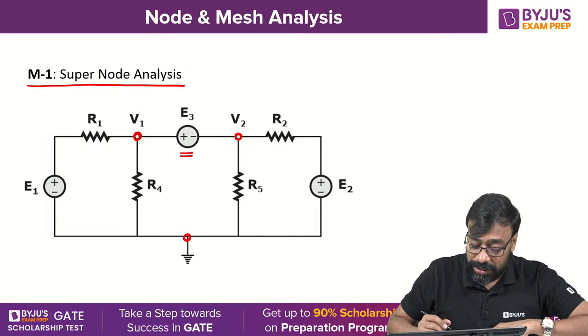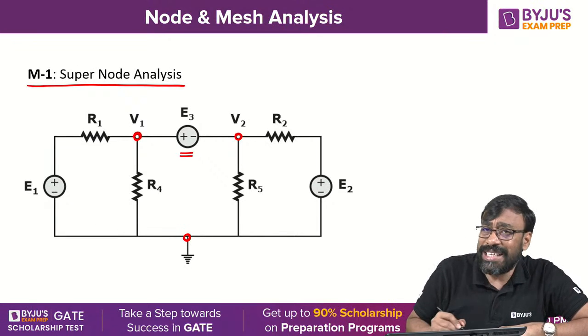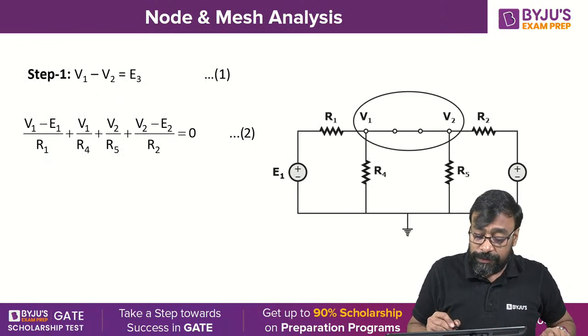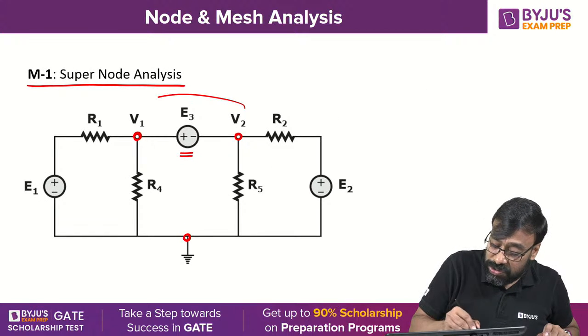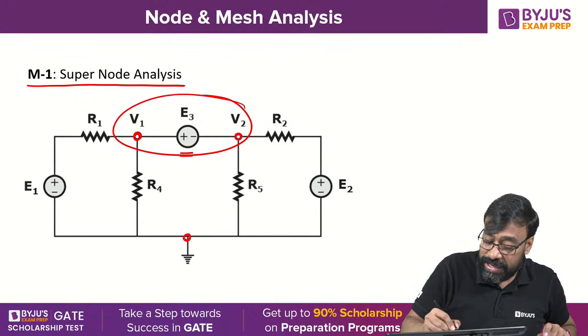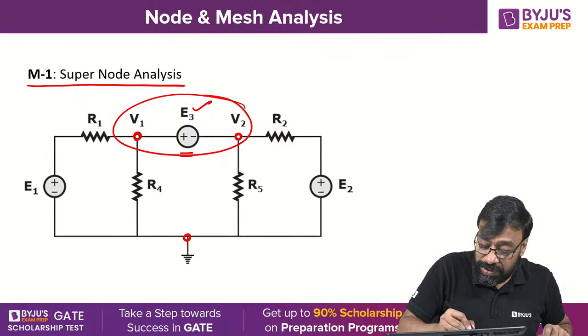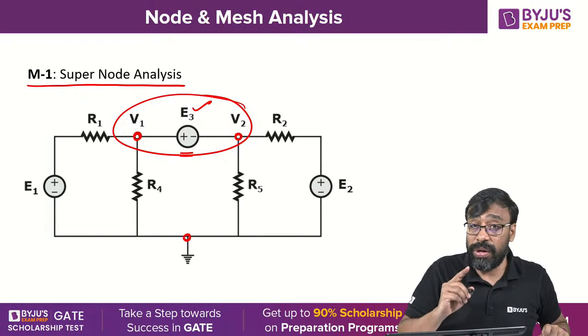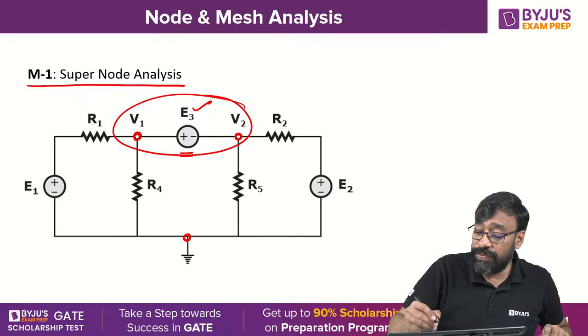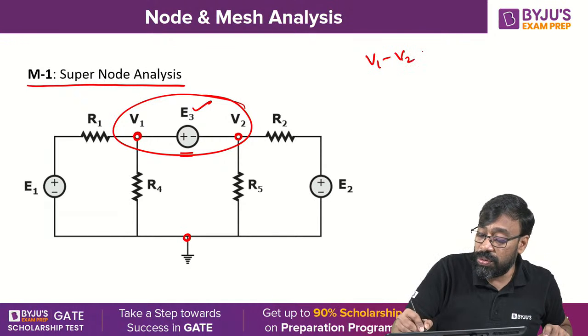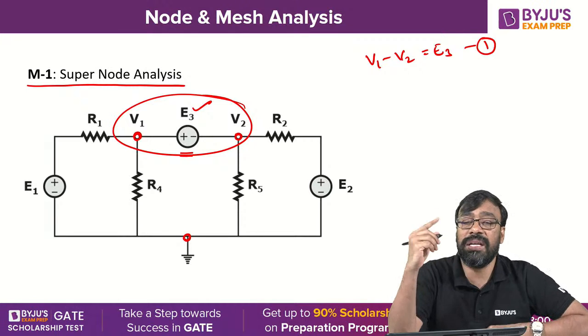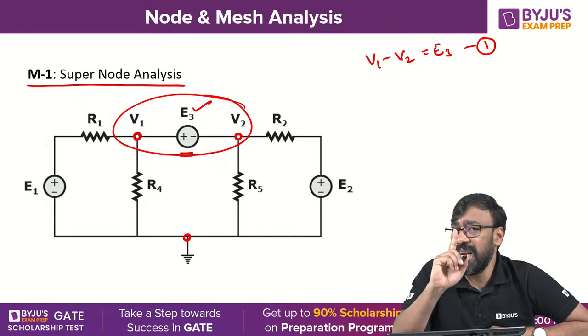Now you can see this. In super node analysis, step 1 is that you first express the node voltages in terms of this particular voltage source value. So what do you get now? V1 minus V2 is equal to E3. Do you agree? V1 minus V2 is equal to E3, where E3 is a known value. If E3 is 10 volts, V1 minus V2 is equal to 10 volts. One equation you got.